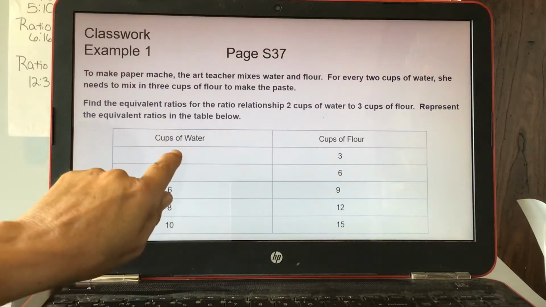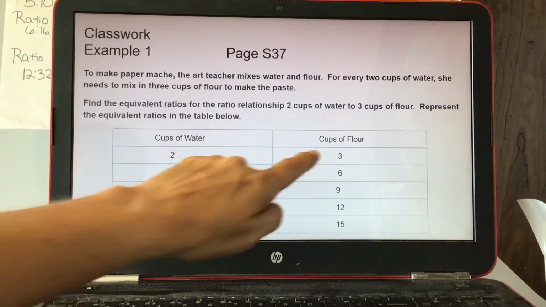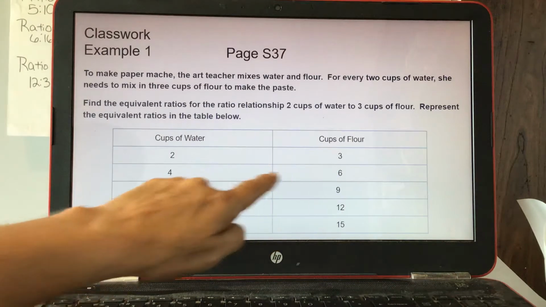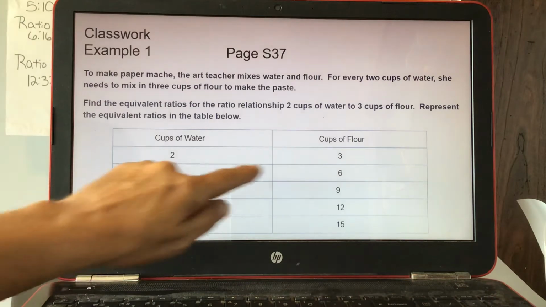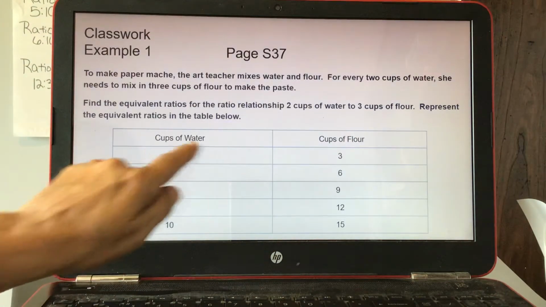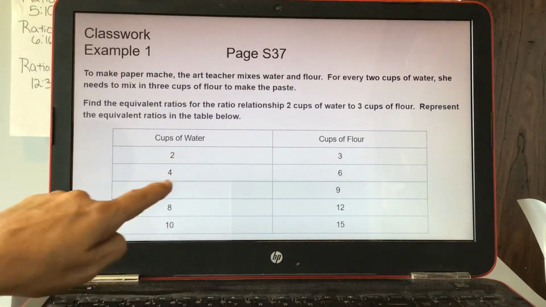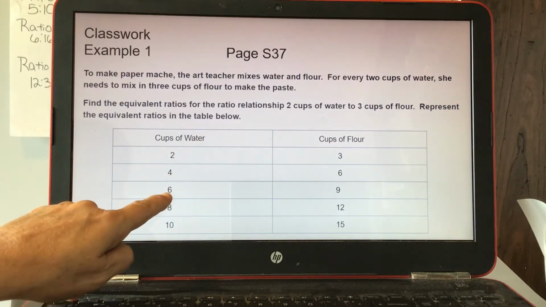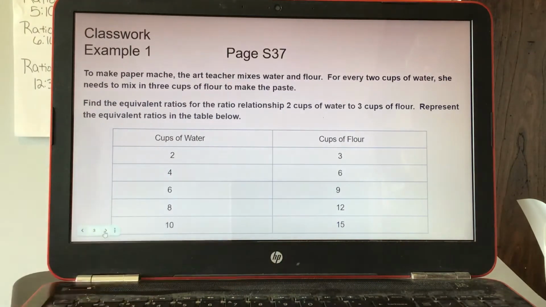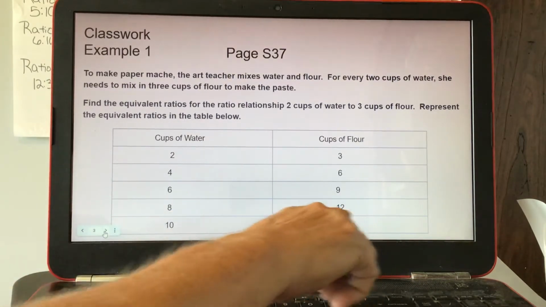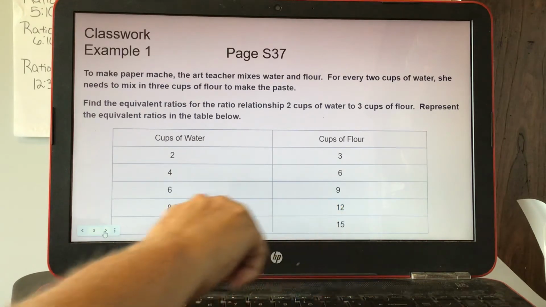So in other words, if I make these into a fraction, the value of the ratio would be 2 over 3, and this would be 4 over 6, but if I reduce it, 2 goes into 4 2 times, and 2 goes into 6 3 times, they will always reduce back to 2 over 3. The same for 6 over 9, 3 goes into 6 2 times, and 3 goes into 9 3 times. In 8 and 12, 4 goes into 8 2 times, and 4 goes into 12 3 times.